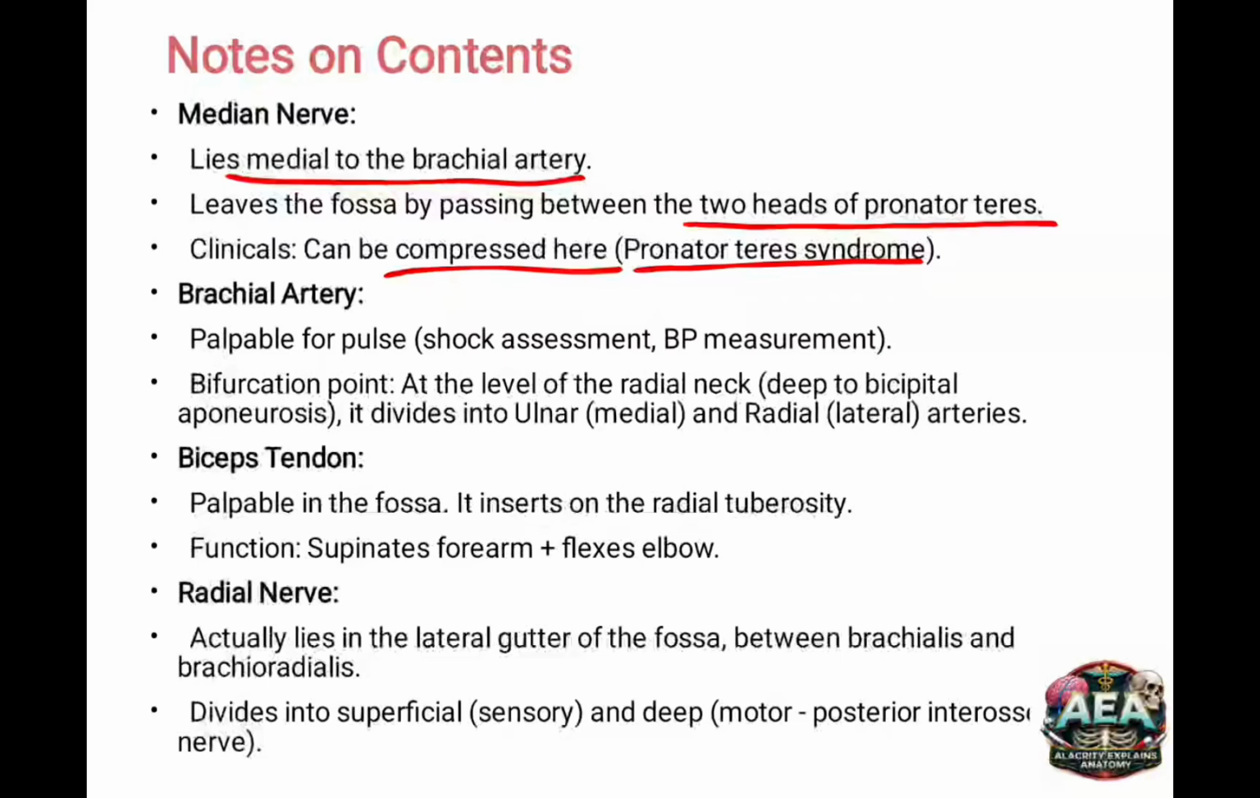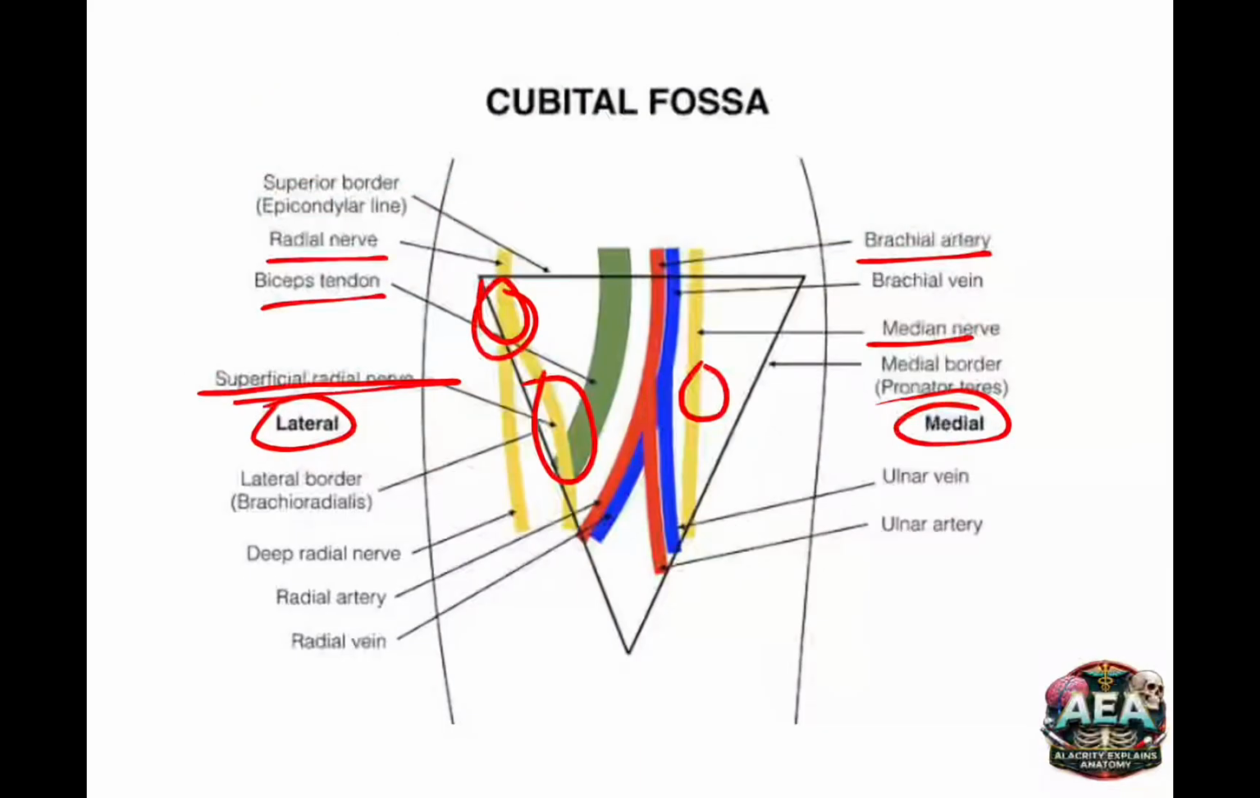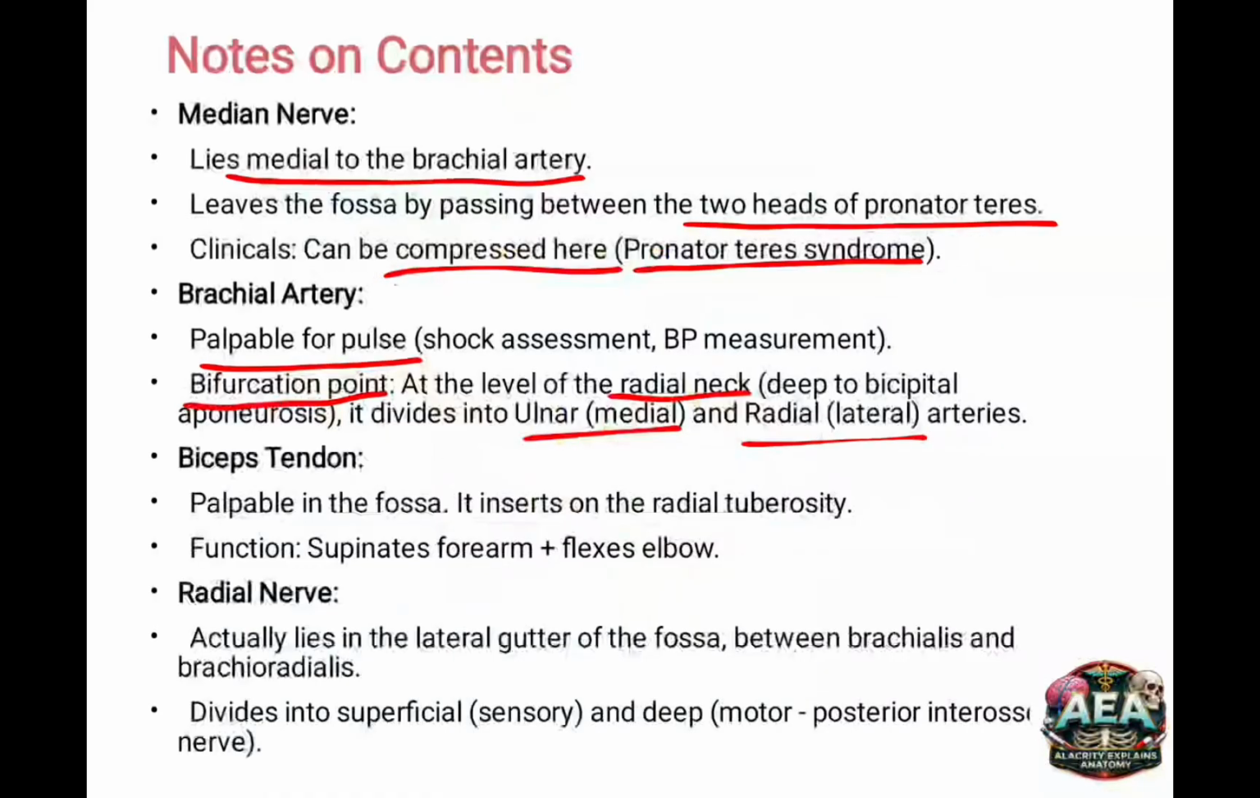We have the brachial artery, which is palpable for pulse, shock assessment, as well as blood pressure measurement. Now, in the cubital fossa, there's a bifurcation point at the level of the radial neck, the neck of the radius, deep to the bicipital aponeurosis. The brachial artery divides into an ulnar, the medial, and a radial, the lateral artery.